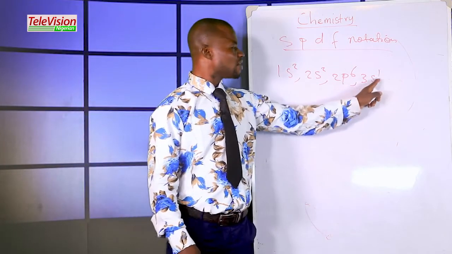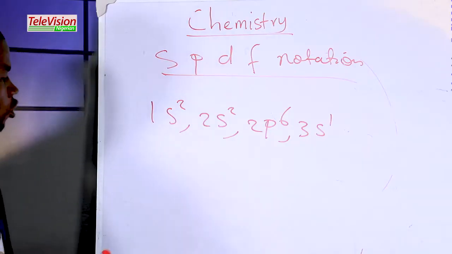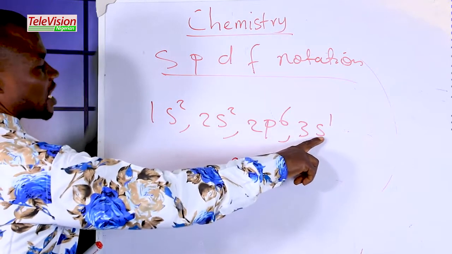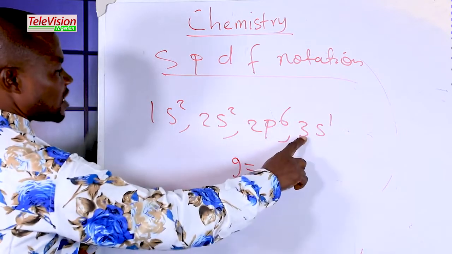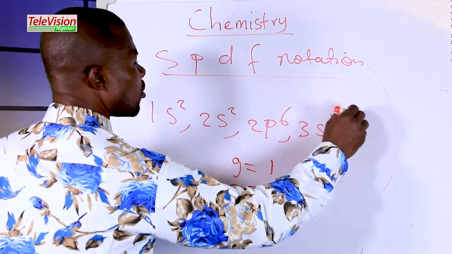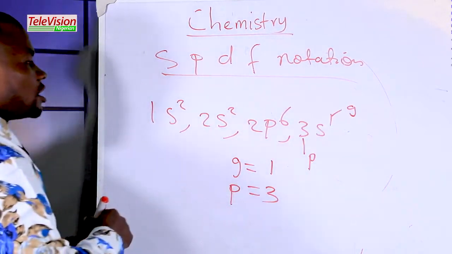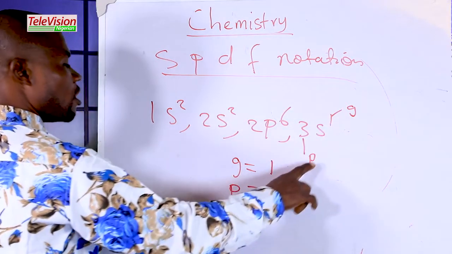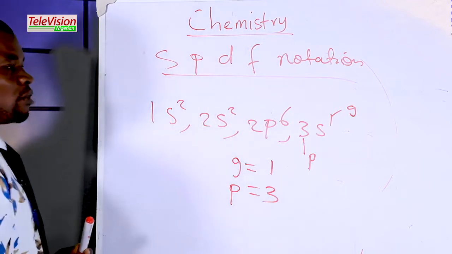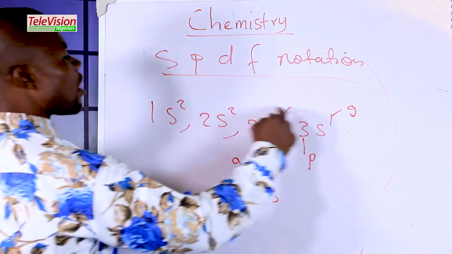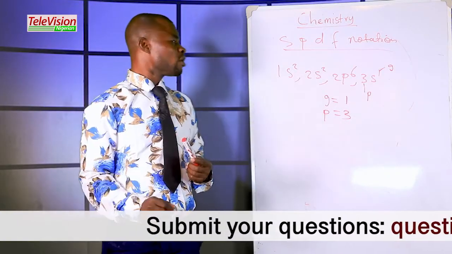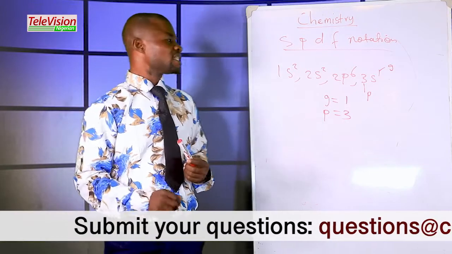For example, the power of the last S is 1, meaning group 1. The group is equal to 1. Now the coefficient of the last S is 3, which is period 3. This is the group. This is the period. The power of the last S is the group, while the coefficient of the last S is the period of that element. If you consider the powers, they will tell you the atomic number, or the number of electrons, of that element.